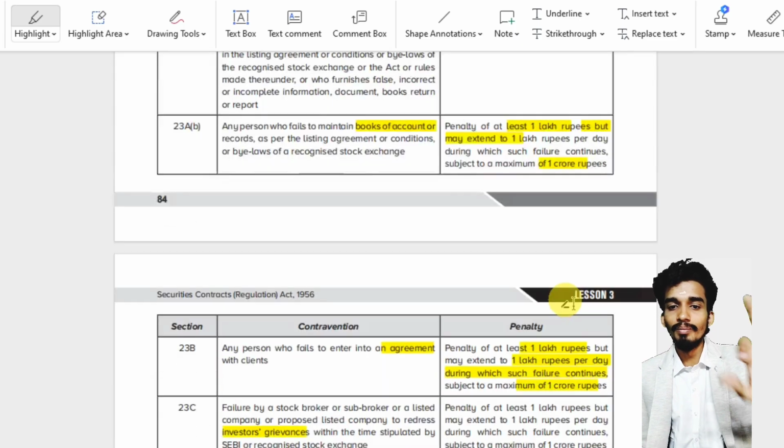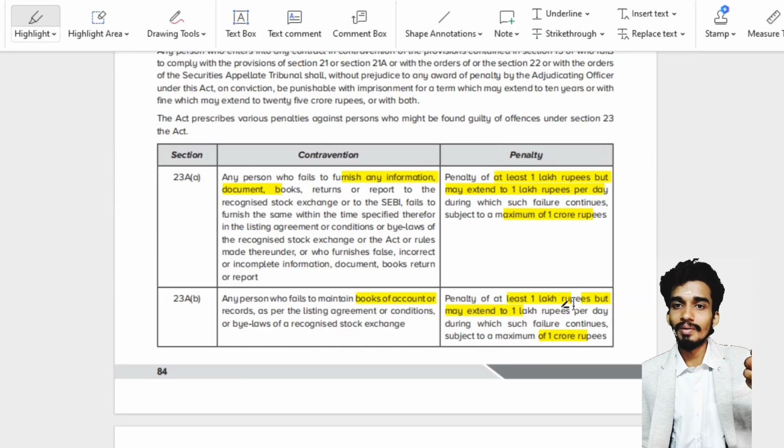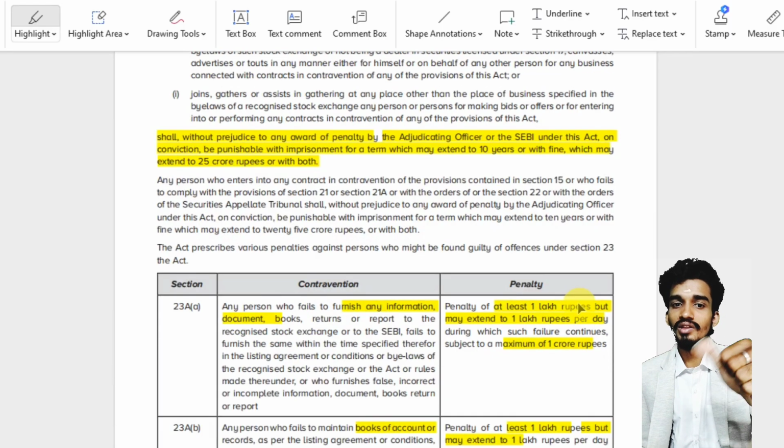So 3 penalties. One is your general penalty, which you can quote in every answer regarding penalty in the SCR Act, which is 25 crores or 10 years or both, or 5.